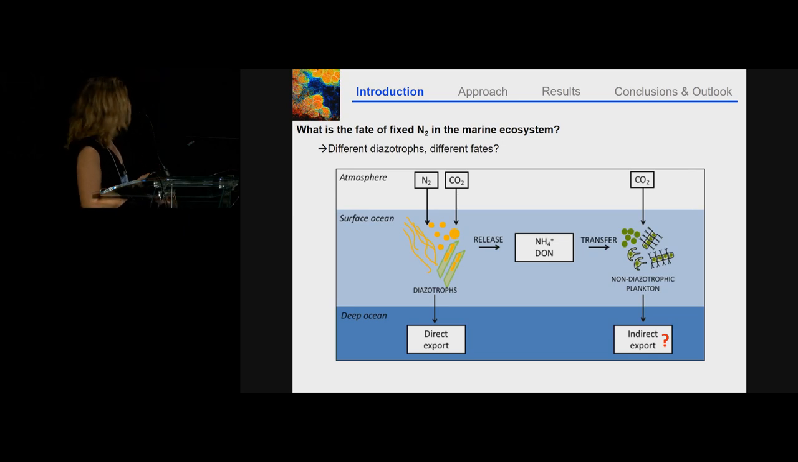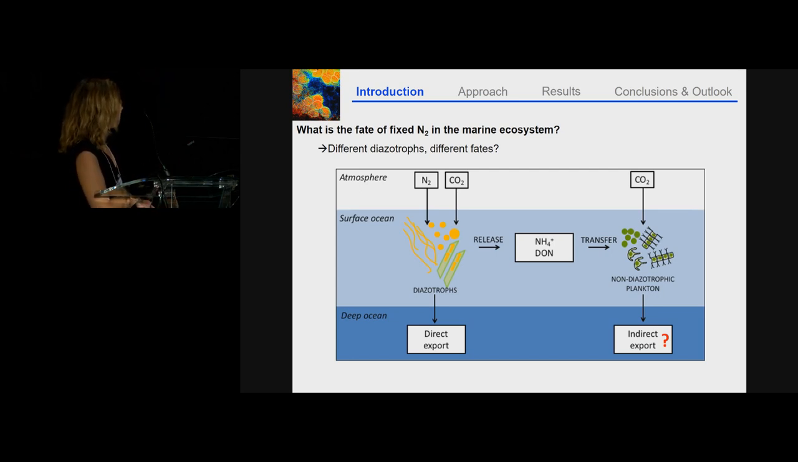So our question here is, what happens to the nitrogen that is fixed by these diazotrophs? Where does it go in the water column? So what happens is that we have this atmospheric nitrogen that is dissolved into seawater, and then it's fixed by the diazotrophs. So it is primarily used to build up that new diazotroph biomass, so for growth. But actually, a variable amount of it is also released out of the cell as ammonium and dissolved organic nitrogen compounds. So then it is becoming available for other non-diazotrophic plankton. Other planktonic groups are going to use this fixed nitrogen.